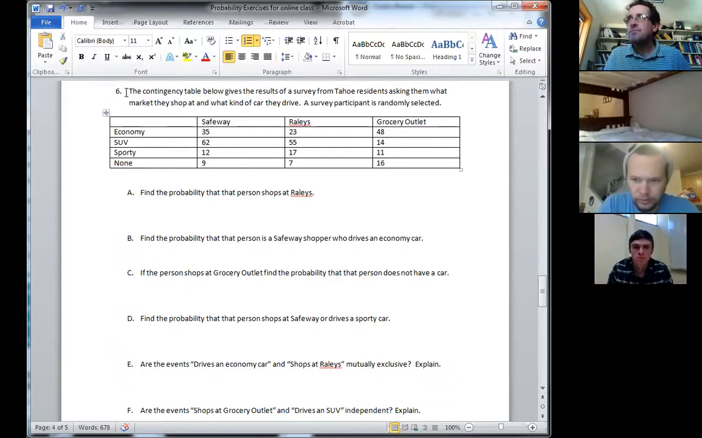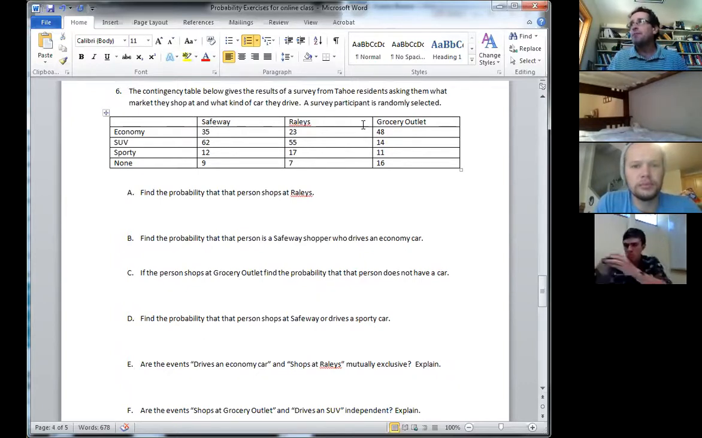Okay. The contingency table below gives you the results of a survey from Tahoe residents asking them what market they shop at and what kind of car they drive. A survey participant is randomly selected. Okay, so here's a table that shows the outcomes of the survey. We had economy car, SUVs, sporty, and none. People shopped at Safeway, Raley's, or Grocery Outlet.